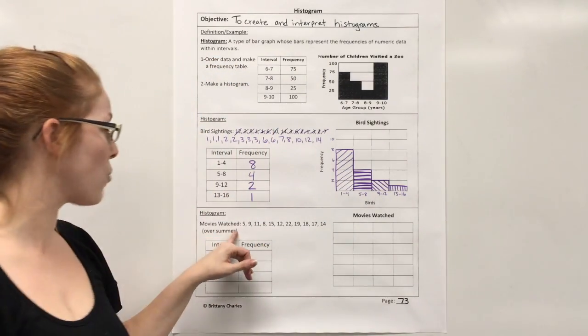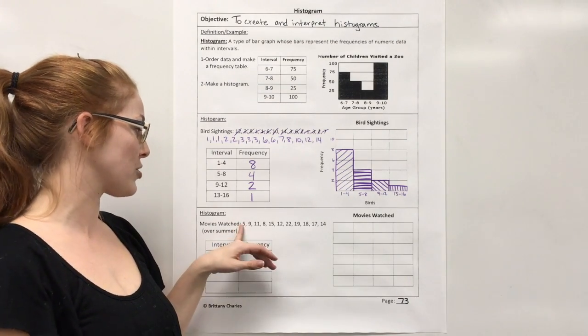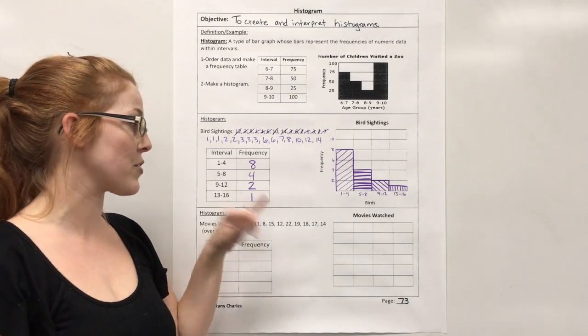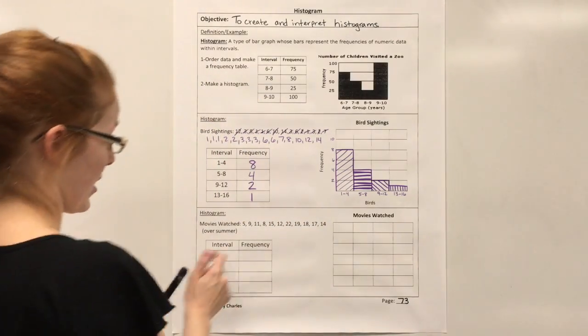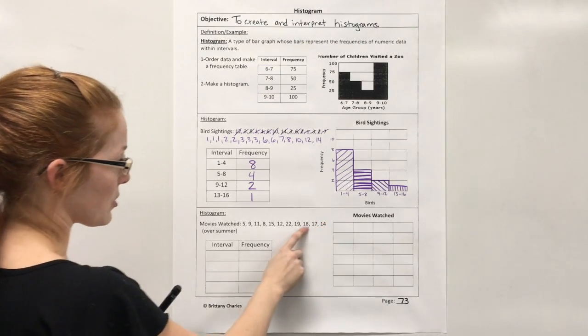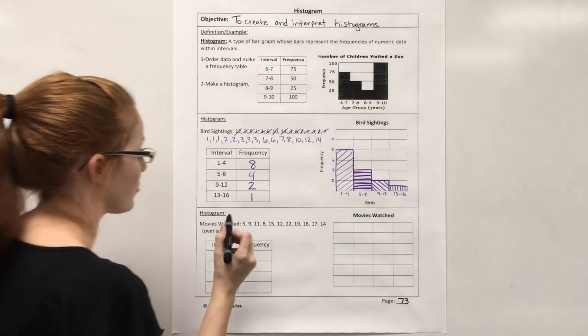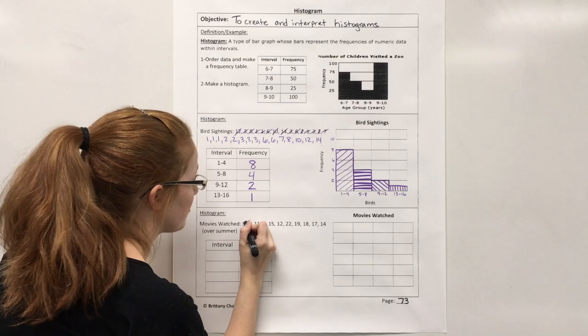So we have movies watched over summer. Somebody watched 5, somebody watched 9, 11, etc. So what's the first thing I need to do? Order the numbers. All right, so I don't see any 1 or 2 or 3 or 4, so 5 looks like it's my first number.